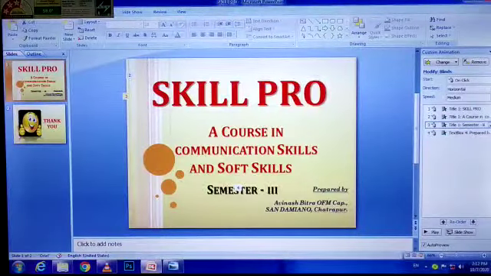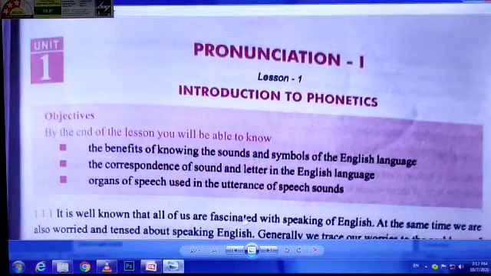Please do follow the text from the textbook. Besides that, I'll also be displaying it on the screen. Unit 1, pronunciation, introduction to phonetics. I don't know how many of you remember exactly. In the last semester, I told you the main purpose of learning phonetics is to remove the confusion of how a word is pronounced.